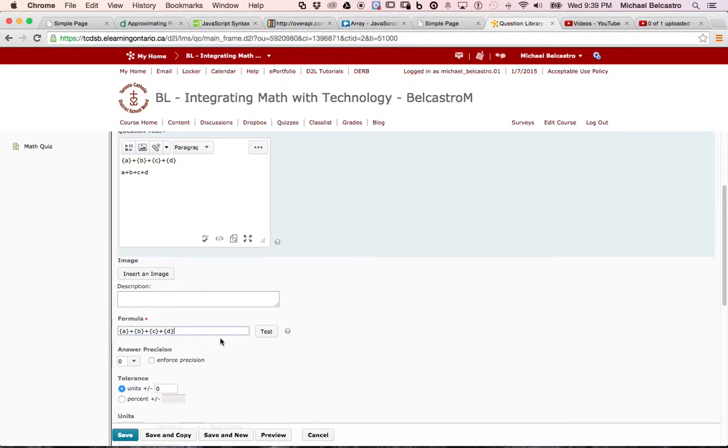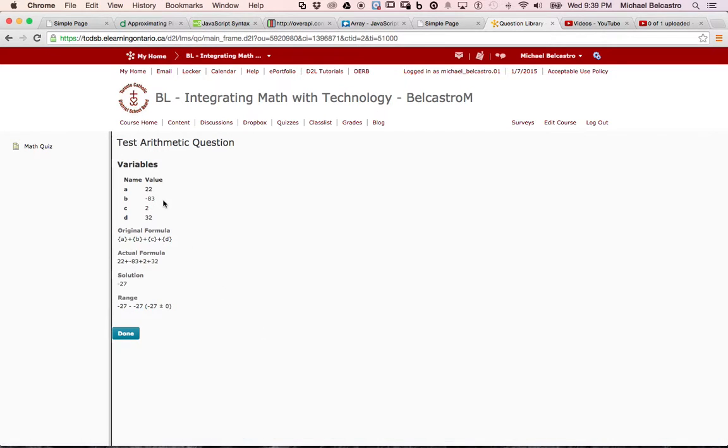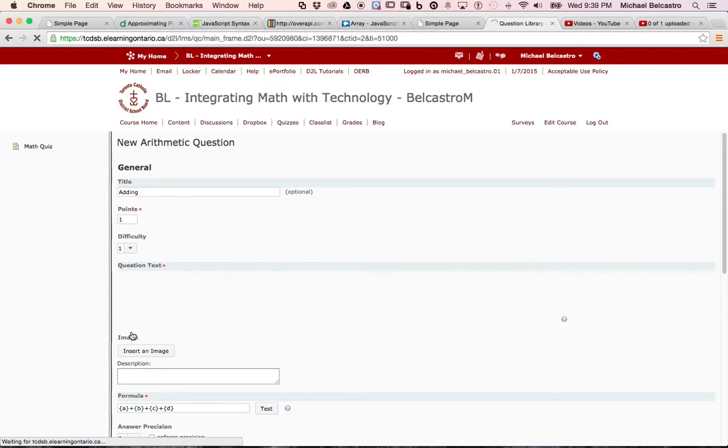Okay, and what here is we can test our formula. So before I even move on, I'm going to test it. And here we go. These are the randomly generated numbers, 22, negative 83, 2 and 32. They put them in for those values. The solution was negative 27. And you notice I don't have any range, and we'll talk about that.